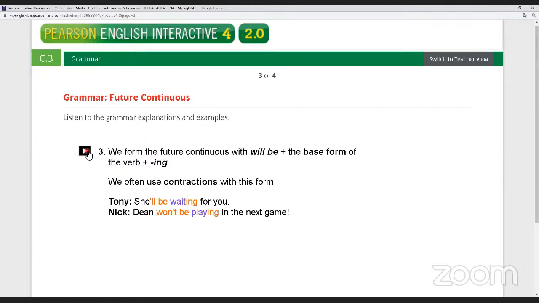Now, let's talk about the structure. We're gonna form the future continuous with will, okay? Of course, as I told you on Monday, we omit the subject because we already know that there's going to be the subject in first place, right? So it's the subject plus will, and then we're gonna use be. I'm not going to modify the verb be.